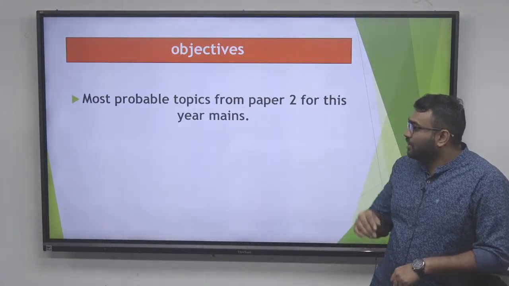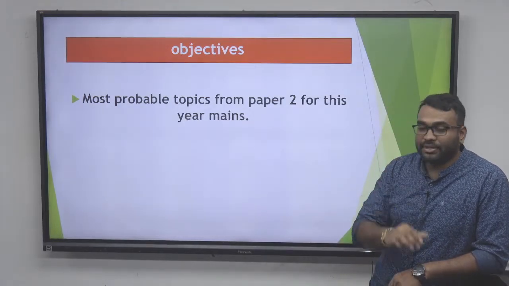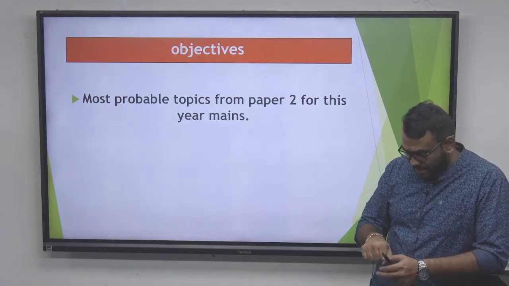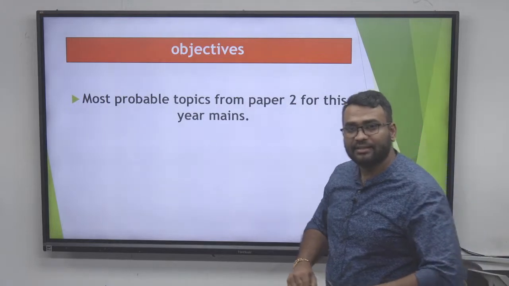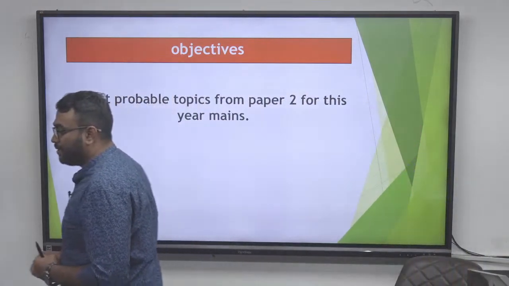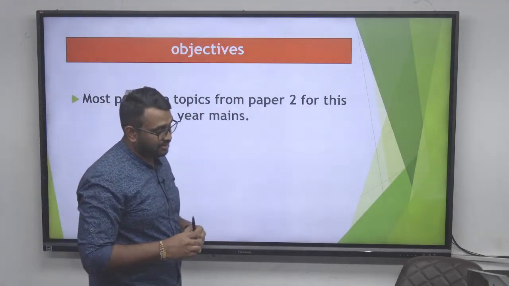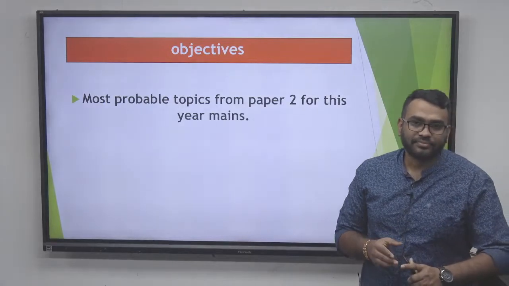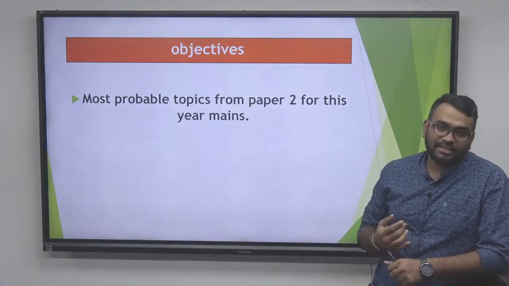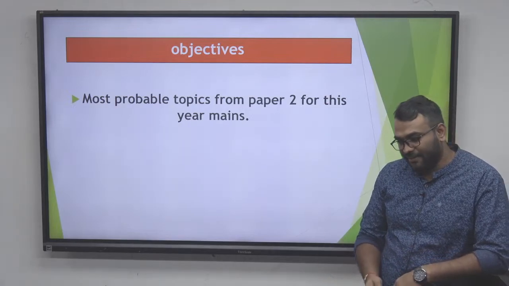As I told you, the major objective of today's class is the most probable topics of paper 2. And which are the major subjects in paper 2? As we know, we have majorly 7 subjects. One is cell biology or else genetics, then plant breeding, then seed science and technology, plant physiology, plant protection, horticulture, and food science and nutrition. These are the major 7 subjects we have.